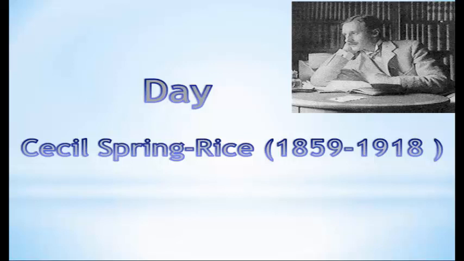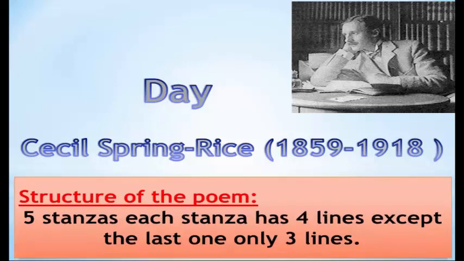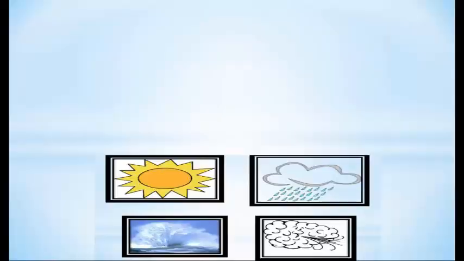Our poem today is called Day. Day is written by the poet Sir Cecil Spring Rice. The structure of this poem consists of 5 stanzas. Each stanza has 4 lines, except the last stanza, which has only 3 lines.